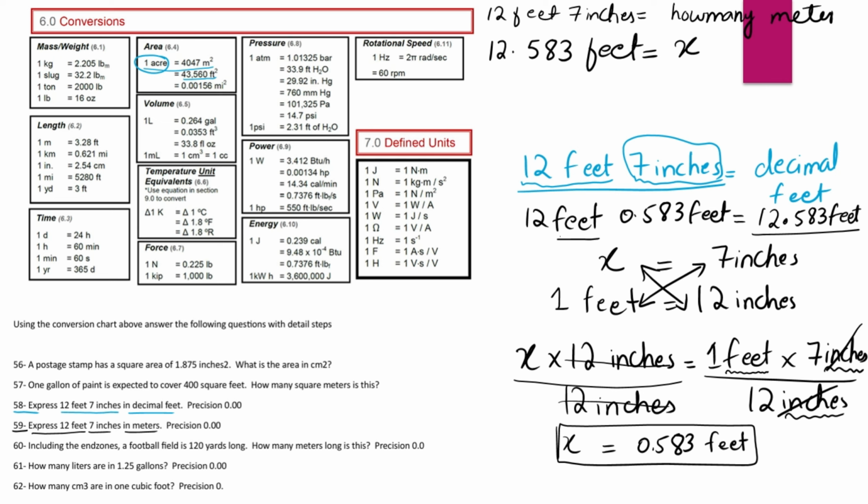So instead of writing 12 feet 7 inches, we are writing 12.583 feet, because both are the same thing. 12.583 feet is the same thing as 12 feet 7 inches. So 12.583 feet is equal to how many meters? For that we will go to the table now. In the table, you can see it in the first line, it is written 1 meter is equal to 3.28 feet.